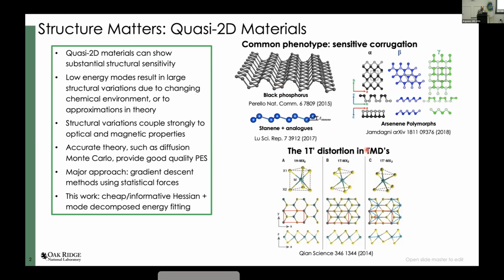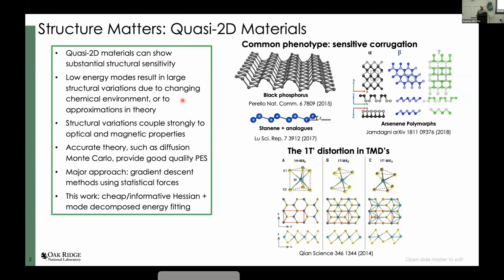Or in the TMDs, you have these low energy distortions, this 1T prime distortion. And these low energy stretching modes that result in large structural variations are sensitive to the chemical environment, but also, since you have these low energy modes, the resulting structure can be sensitive to approximations in theory. Exactly when you have systems where low energy scales matter, those are the same systems where DFT may be expected to struggle and where you may want to bring a many-body method into play, like diffusion Monte Carlo.